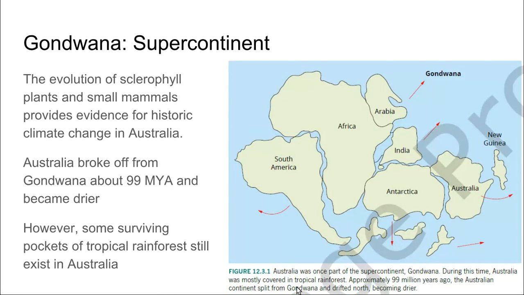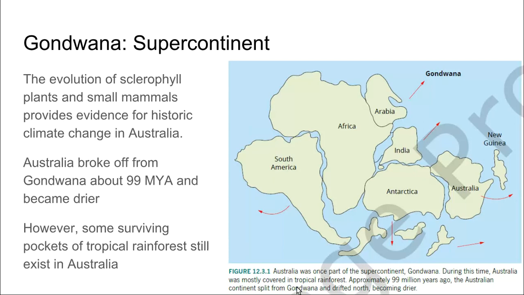So Gondwana was the supercontinent in which we saw lots of changes happening, but this was the landmass that Australia broke from approximately 99 million years ago. And this is where we start to see Australia become the dry continent that it is today.